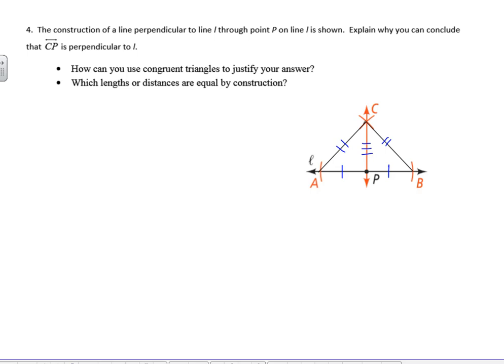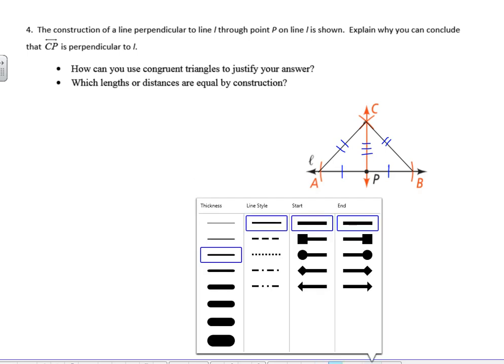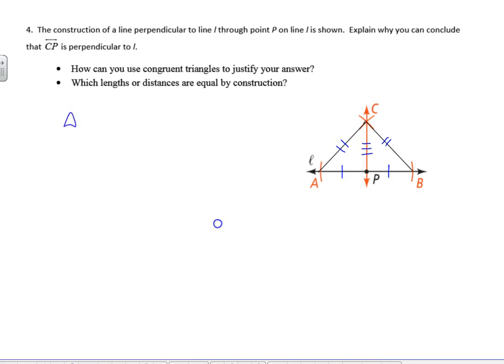Now, what this approach allows us to do is say that the triangles are congruent. I'm not going to do the whole thing out, but I just want to give you the idea. Triangle ACP is congruent to triangle BCP by side, side, side, congruent to side, side, side.